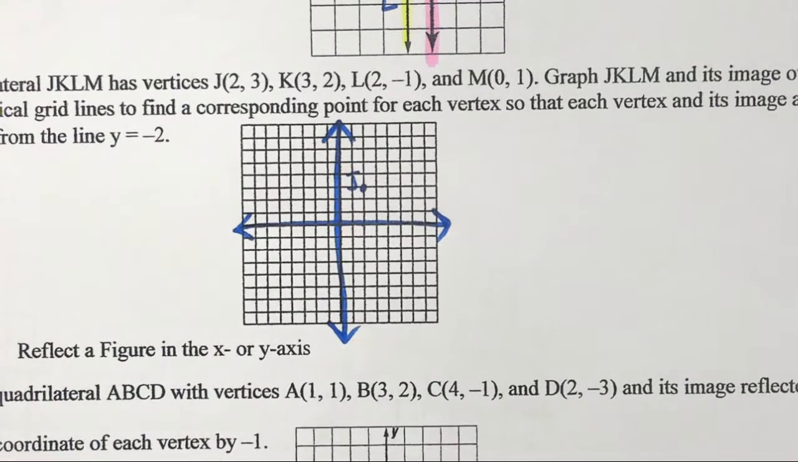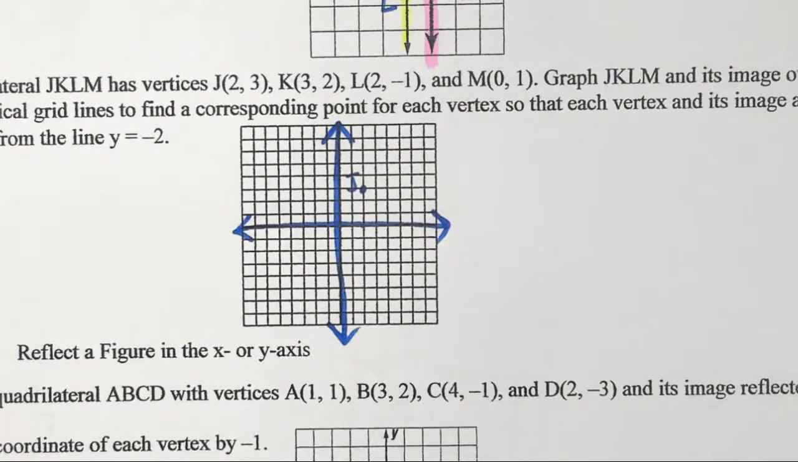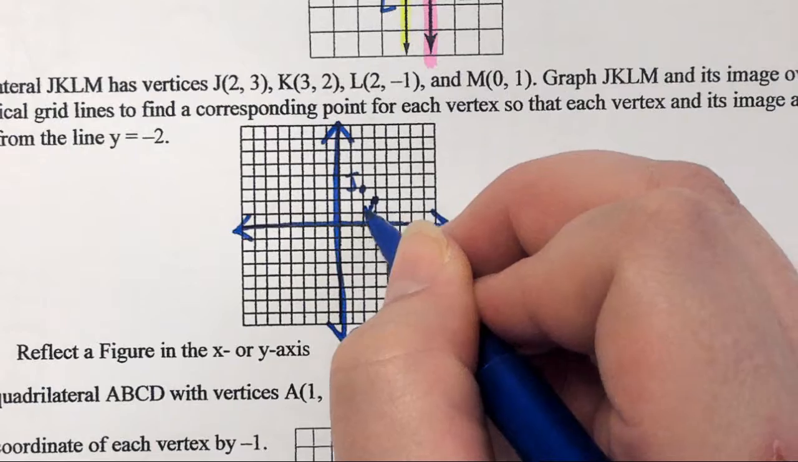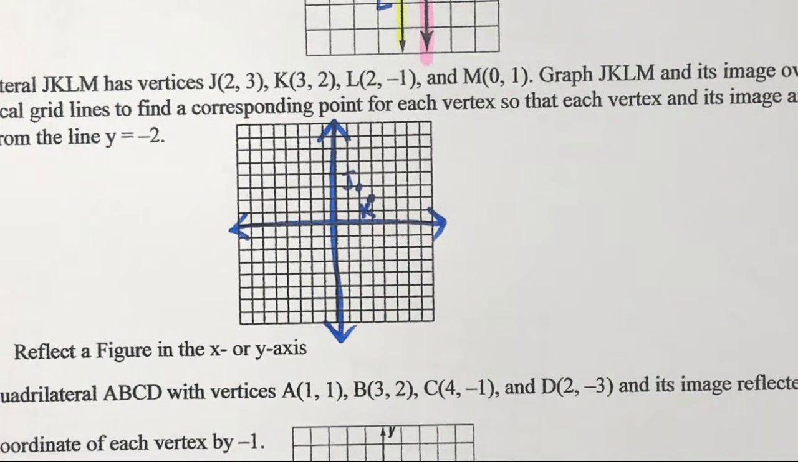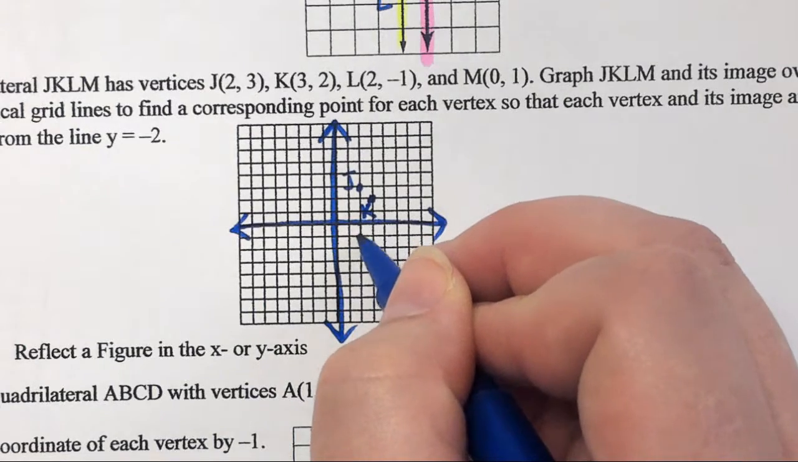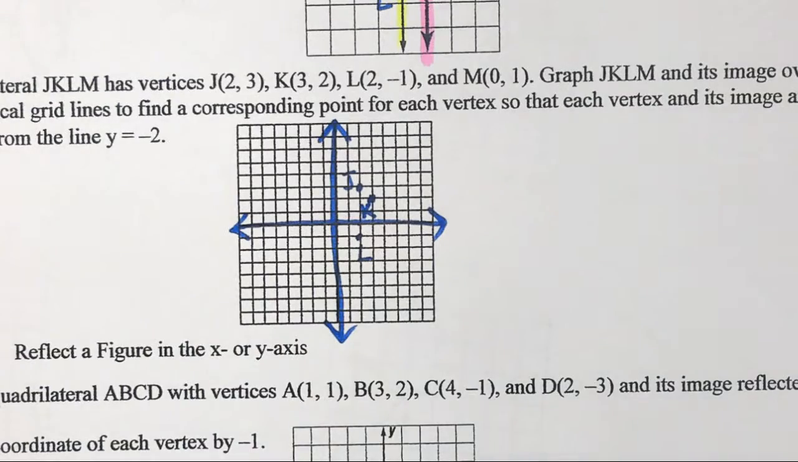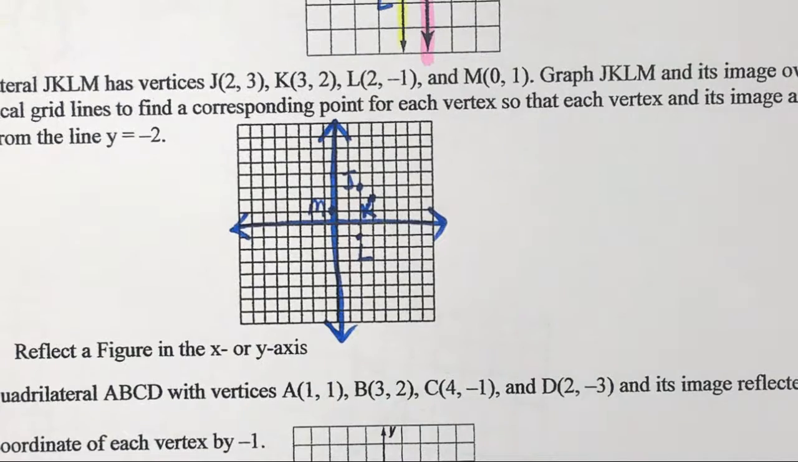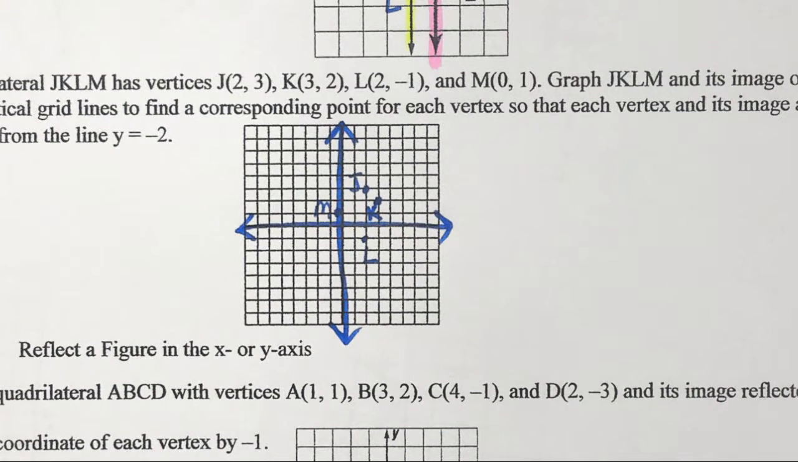Sadly, this is as far as I can zoom in. So if you need to get closer, I totally understand. K is at 3, 2. So over 1, 2, 3, up 1, 2. There's K. L is at 2, negative 1, so there's L. And then M is at 0, 1, so there's M. Again, I apologize, this is super duper tiny. On the test on Friday, it would never be this tiny for you.